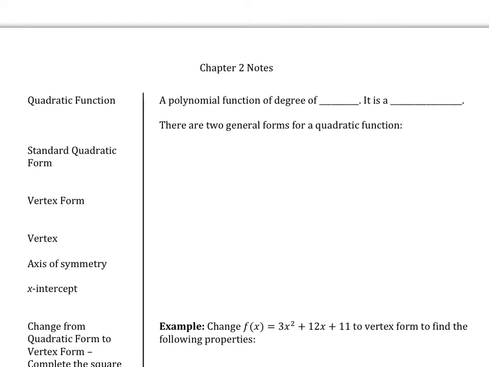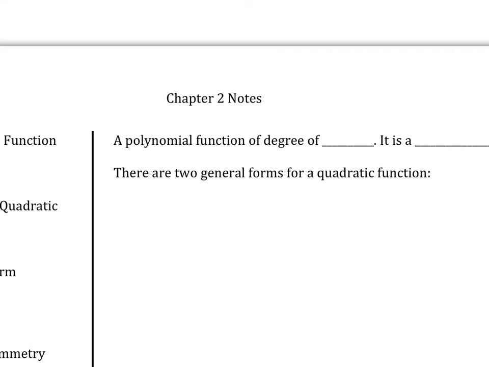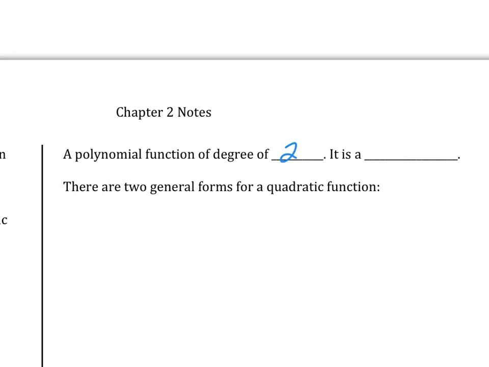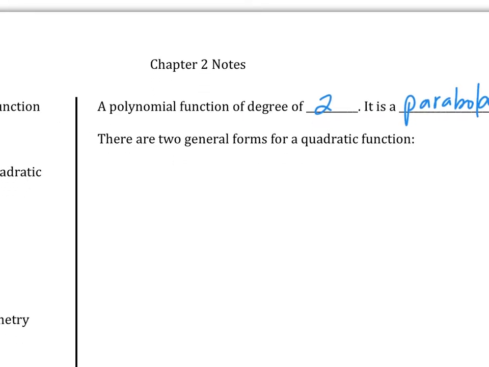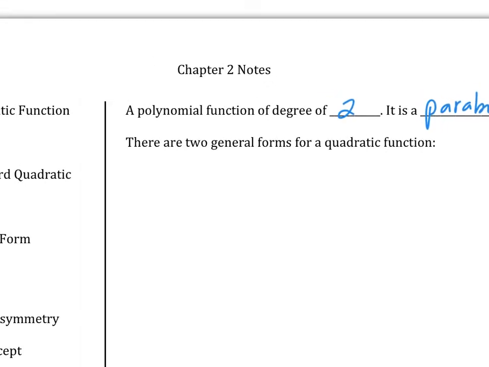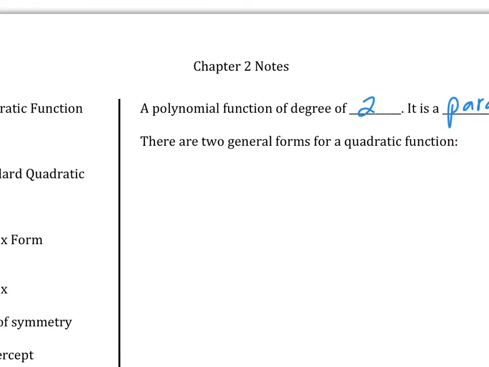Next, quadratic. Quadratic is a degree of 2. That is a parabola. There are 2 general forms of quadratic function. The first one is called the standard form. Do you guys remember the standard form? ax squared plus bx plus c.